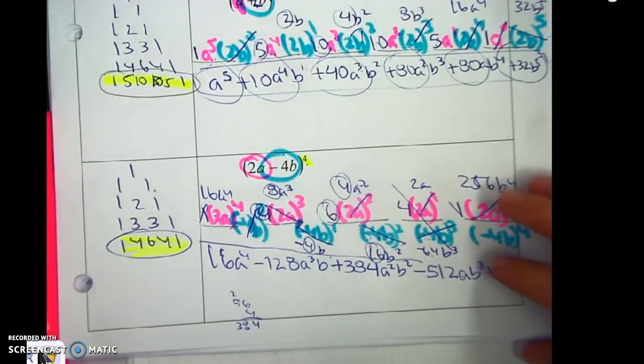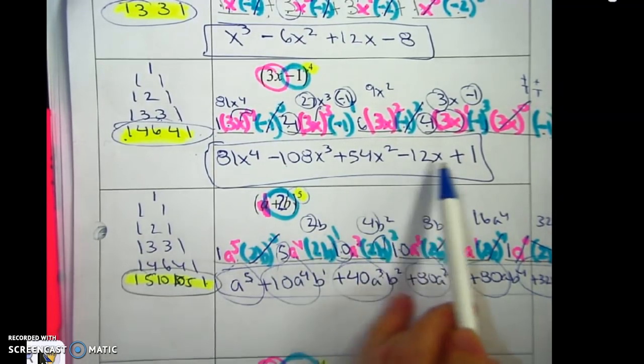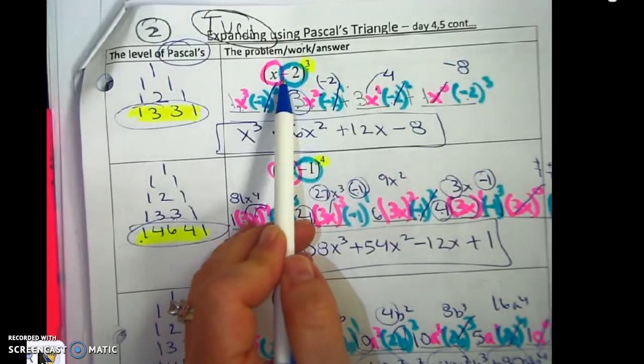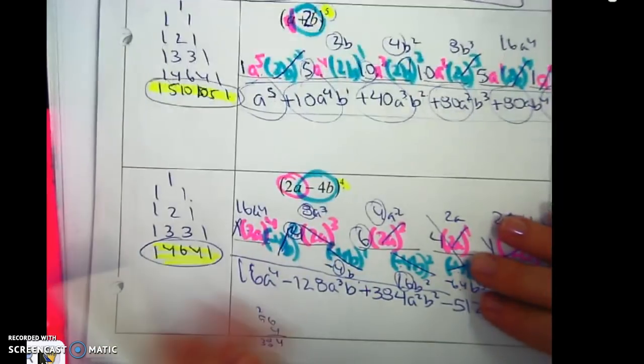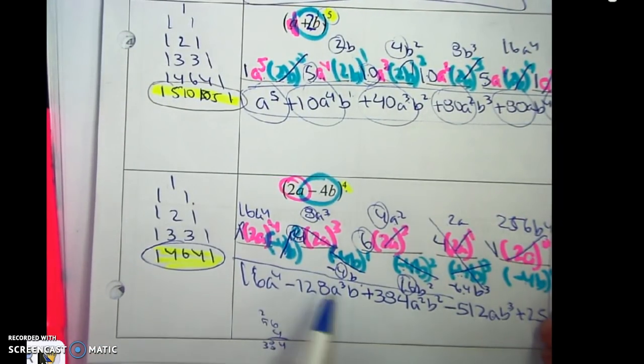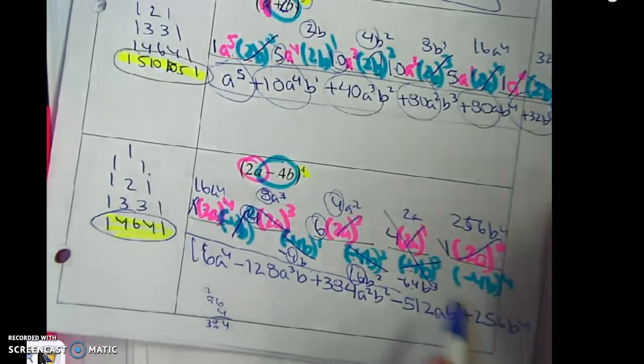I want you to notice a pattern. When there's a negative here, look what it does. Positive, negative, positive, negative, positive. When there is a negative here, positive, negative, positive, negative. When there's a negative here, positive, negative, positive, negative, positive. That's always going to work out.